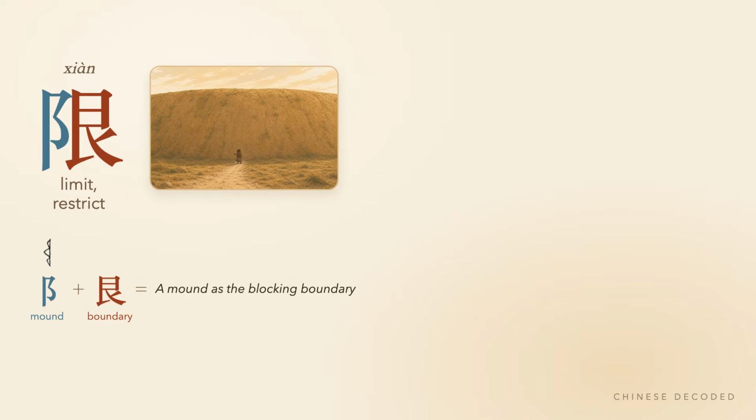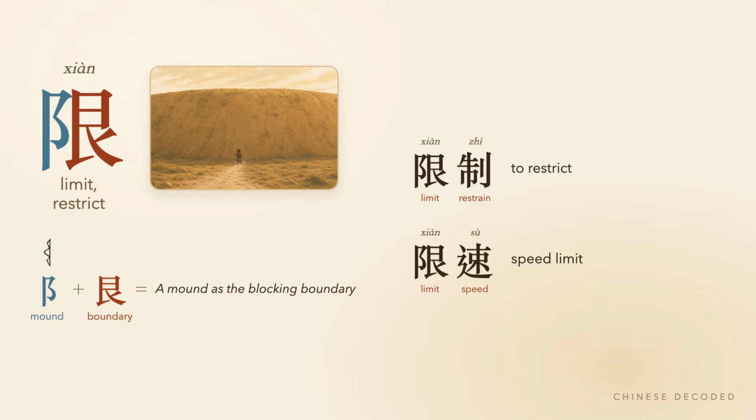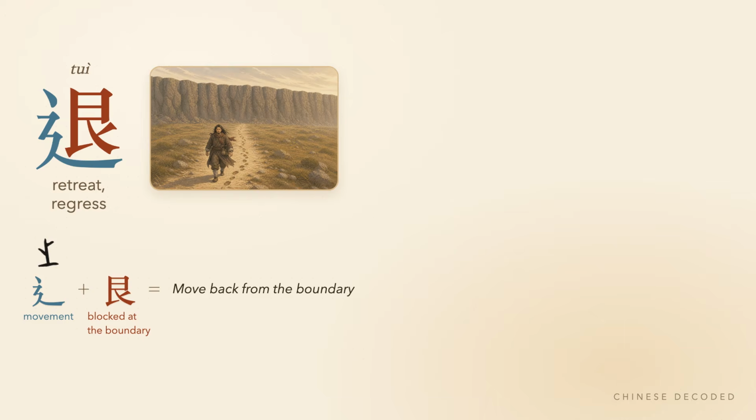Now, 限, a limit or to restrict. A mound plus blocked at the boundary. A mound as the blocking boundary. A limit. 限制, limit plus restrain, to restrict. 限速, limit and speed, a speed limit. Then 退, to retreat or regress. Movement plus blocked at the boundary. Move after blocked by the boundary. Move back, regress. 退步, regress plus step, to regress, to fall behind.